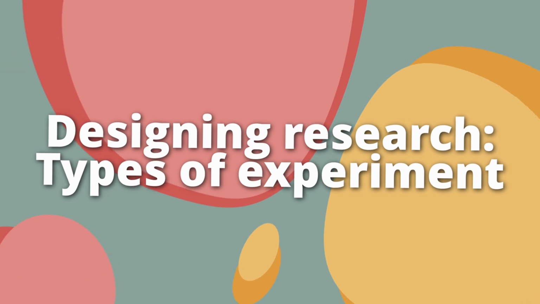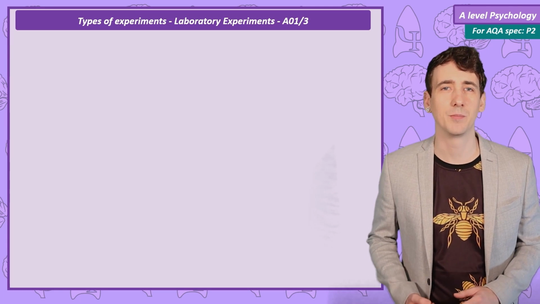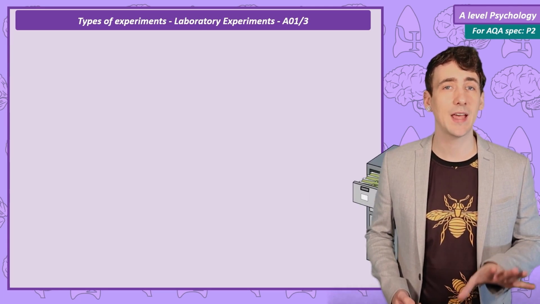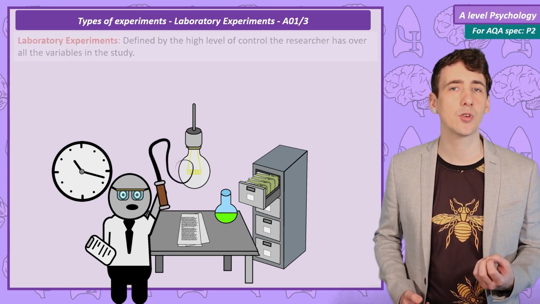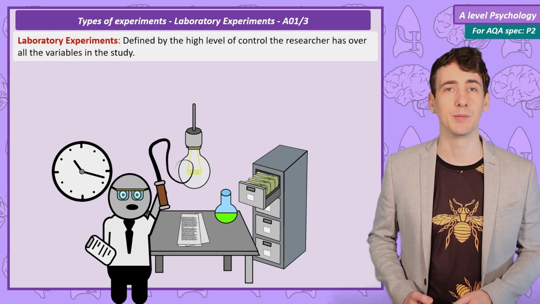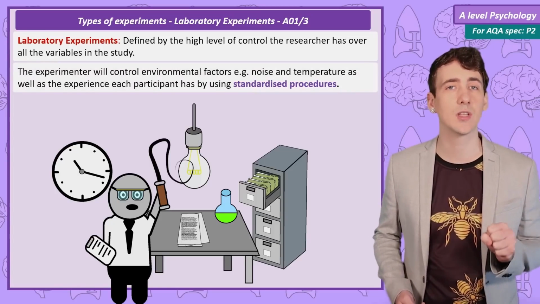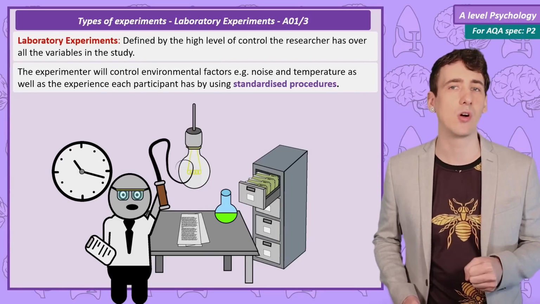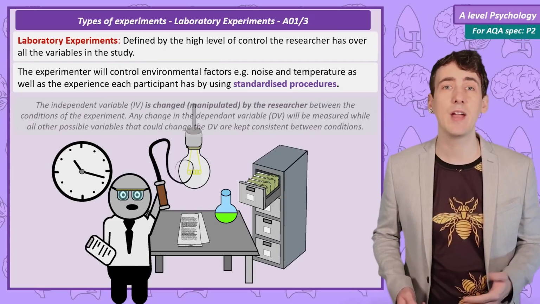Designing research, types of experiment. Laboratory experiment. The first type, a laboratory or a lab experiment, is probably familiar to you. A lab experiment could literally be set in a laboratory. But the important principle here is the experimenter has full control over what happens in the experiment. Environmental factors like noise, temperature, and even the instructions given to the participants are all highly controlled, and they don't vary between conditions. We call these factors variables.